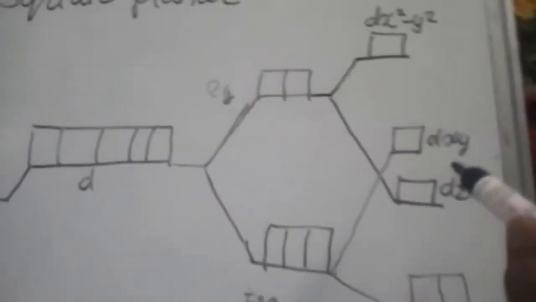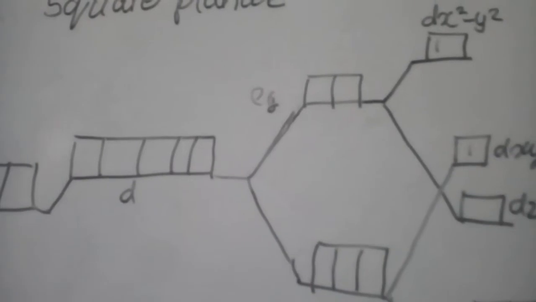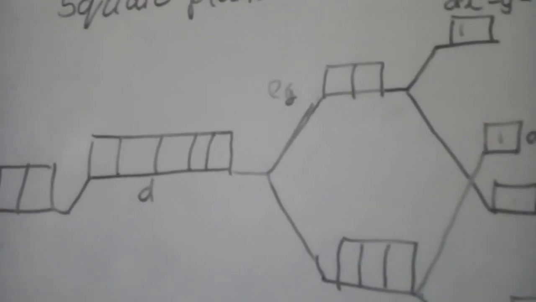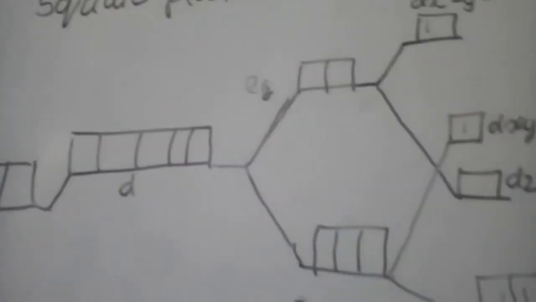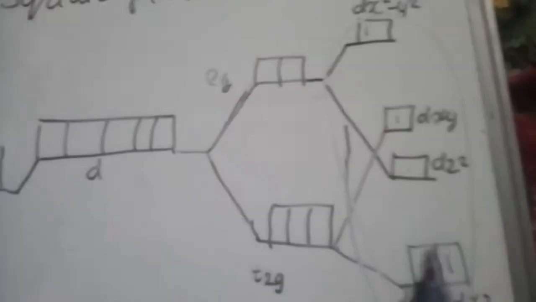Now here, if an electron is present in dxy and dx square minus y square, it will destabilize the complex, and if the electrons are present in dyz and dxz, then it will stabilize the complex. This is the crystal field splitting in square planar.